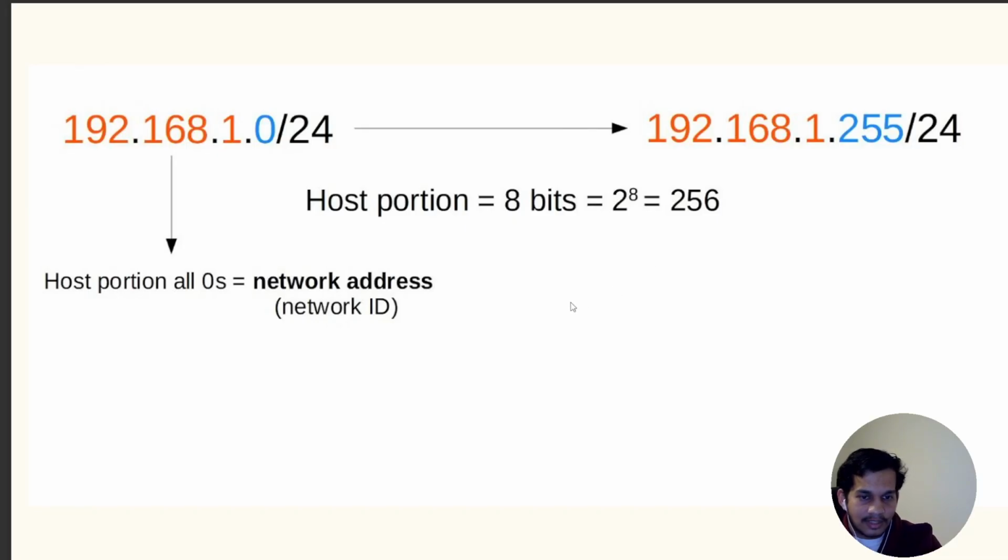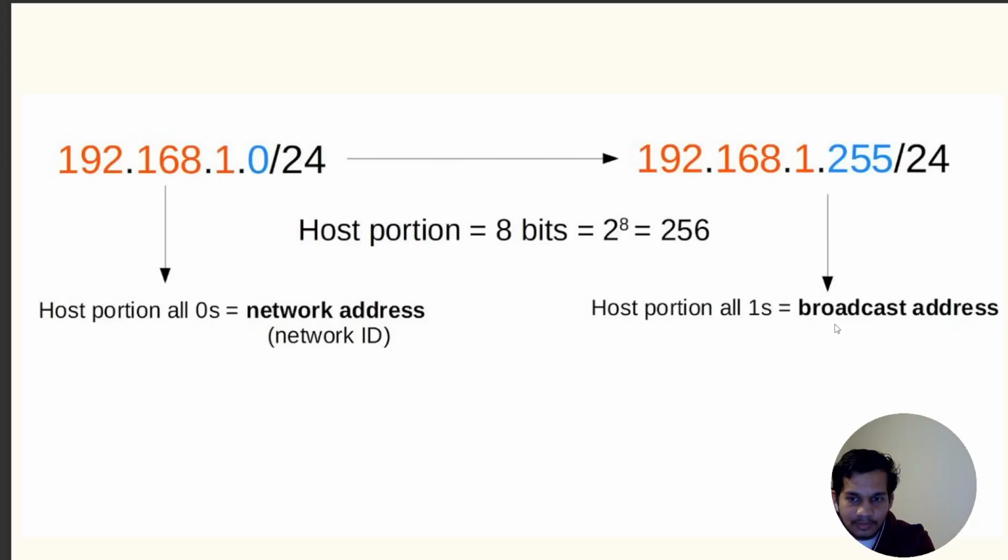So as I told you, whatever the host portion, all zeros will be the network address, and the host portion all ones will be the broadcast address. So we covered network and broadcast. Now we'll cover how many hosts can be there.